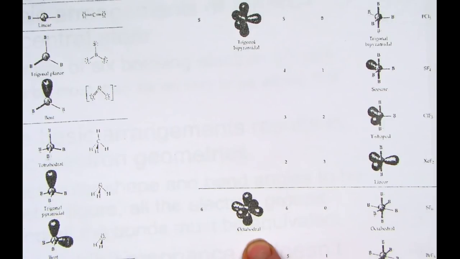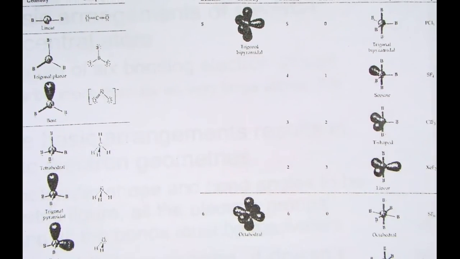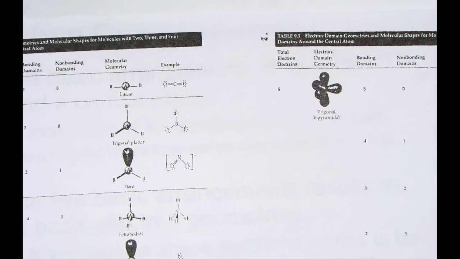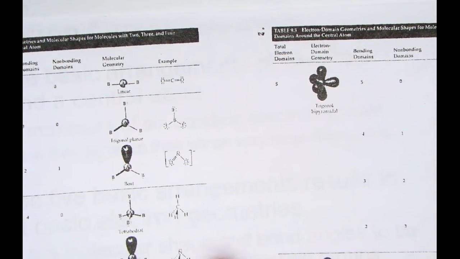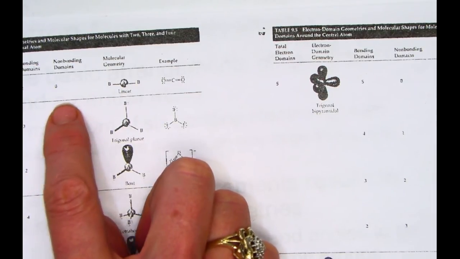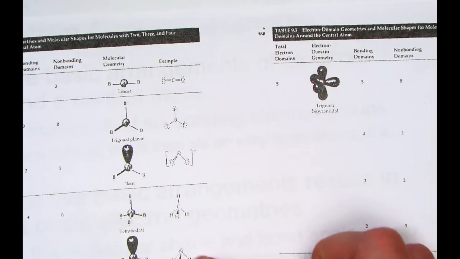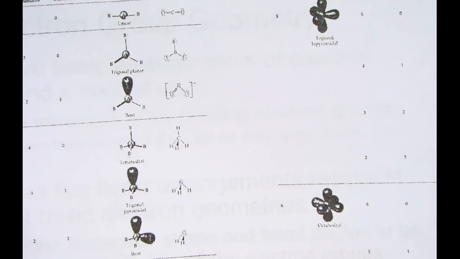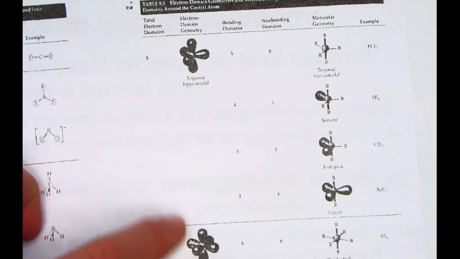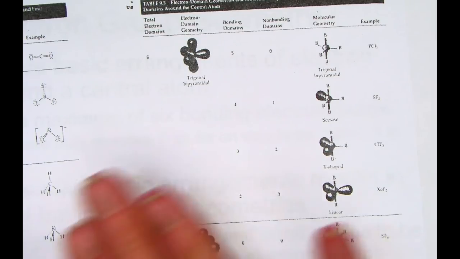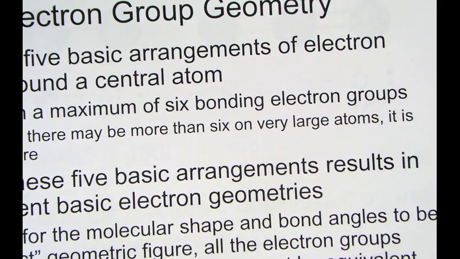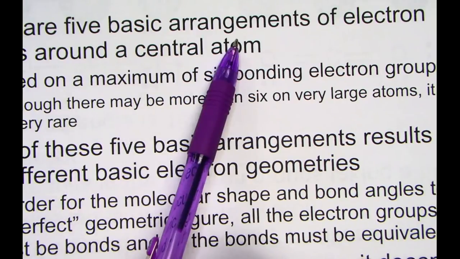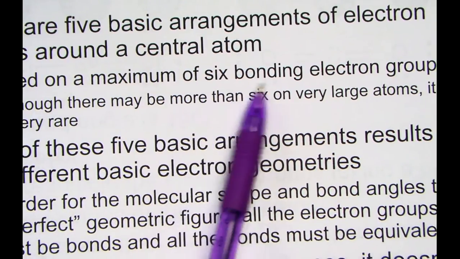This chapter is just going to share with us one at a time each one of these and explain some examples of how we can create these shapes. But just to put it all in one spot first, we have five different electron domain geometries based on bonding and non-bonding pairs. Within that number of electron domains, we start to visualize the three-dimensional structures of our molecules. So we have linear, trigonal planar, tetrahedral, trigonal bipyramidal, and octahedral as the five choices. Now that's really the whole chapter all on one sheet. The first of those five basic arrangements is what's being discussed here. So electron domains have five basic arrangements based on the maximum of six bonding electrons.